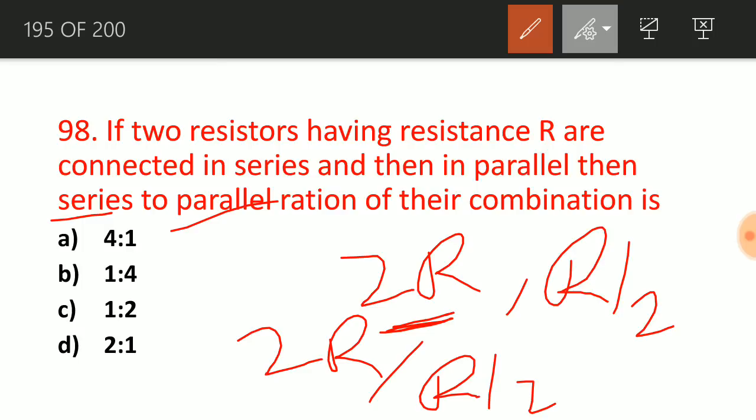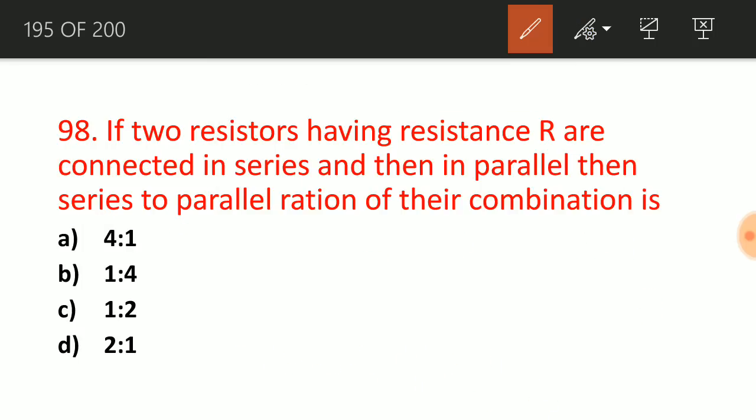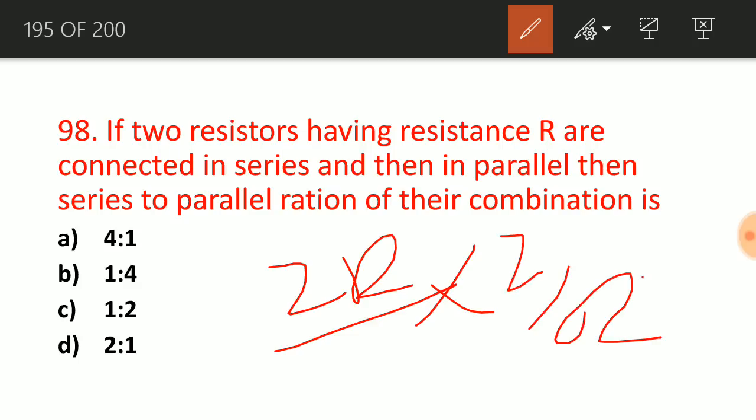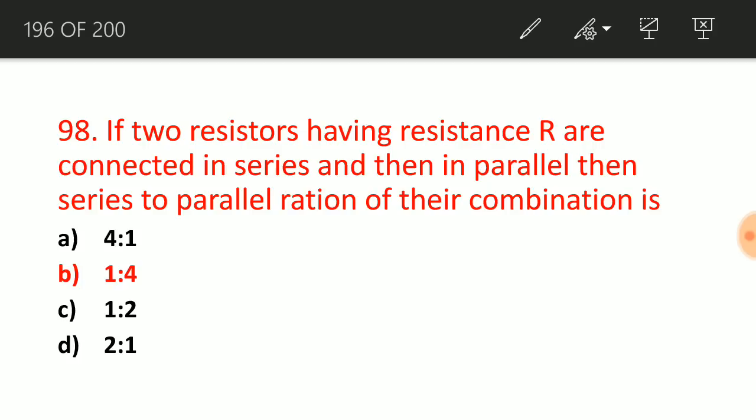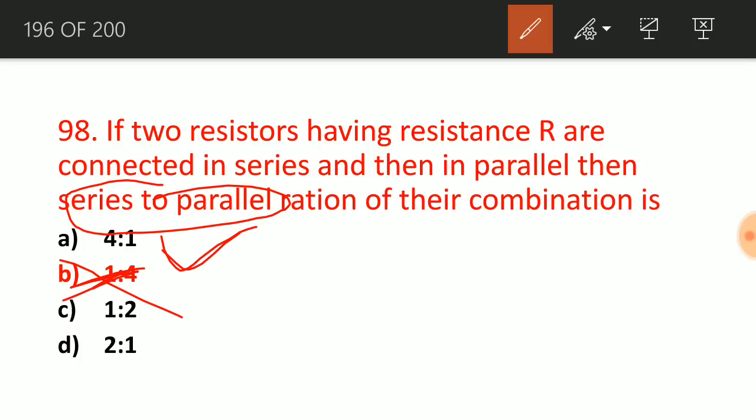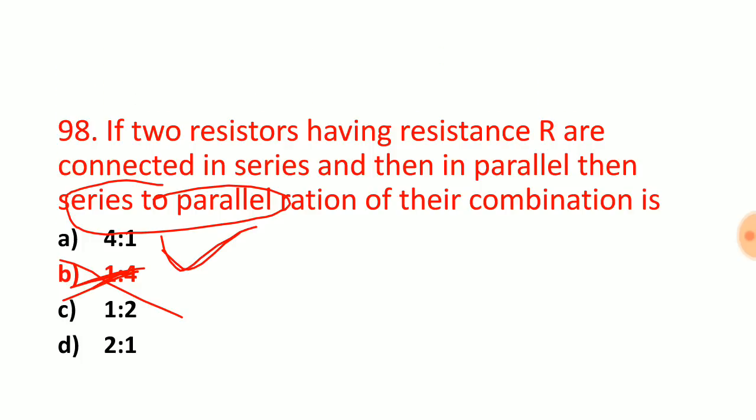If we solve this, 2R divided by R by 2 means 2 by R by 2, R and R will cancel. In series maximum, parallel minimum, so 4:1. 4:1 is in option choice A. Option choice A is the correct answer for question number 98. Sorry for this. In the case of parallel to series, 1 by 4 will be the answer, option choice B, but here series to parallel means 4:1 is the right answer.